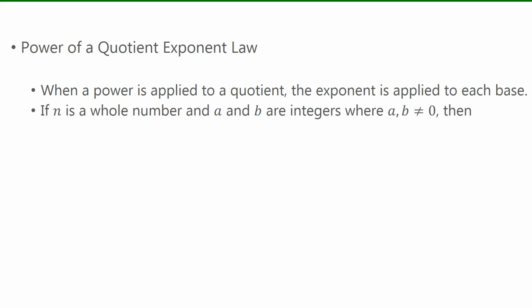Here we have the power of a quotient exponent law. So when a power is applied to a quotient, the exponent is applied to each base, similar to the last exponent law. So if n is a whole number and a and b are integers, where again they're not equal to 0, then a divided by b to the power of n is equal to a to the power of n divided by b to the power of n.